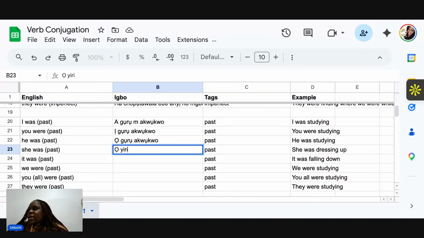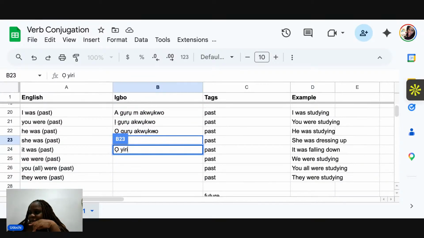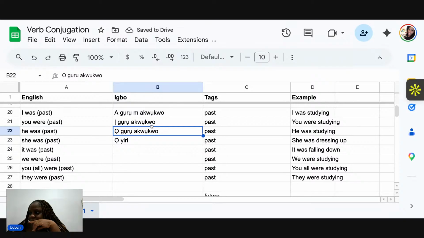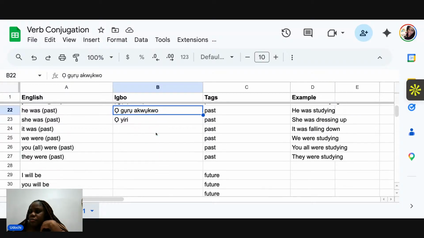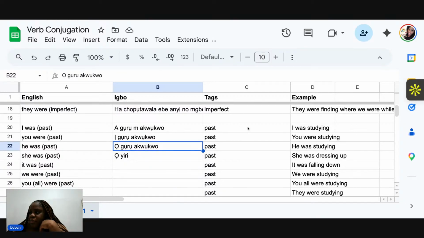Ogoro Akokwa is he studied. This is I was studying, I studied. So I gotta figure this out. I think it's not the same. I was studying versus I studied. I studied is what I have here. So what am I doing here? I should just change this.